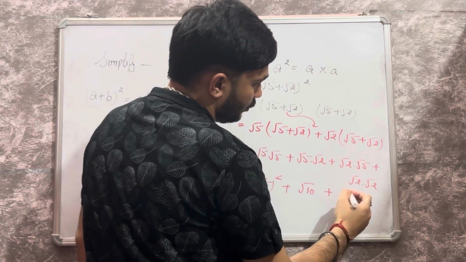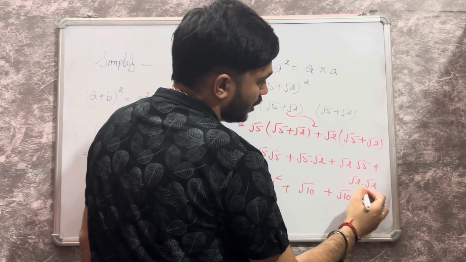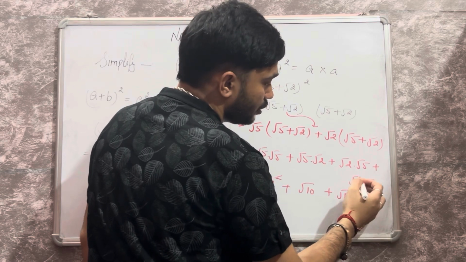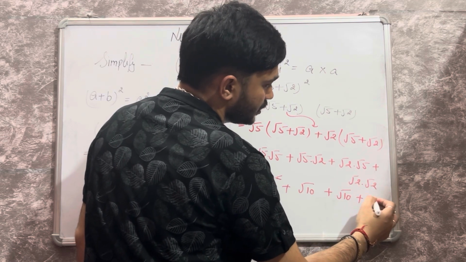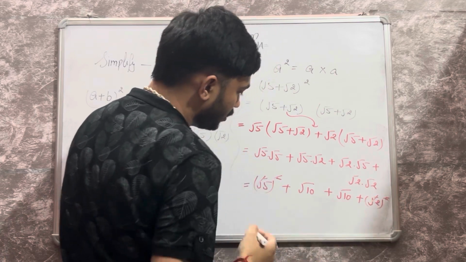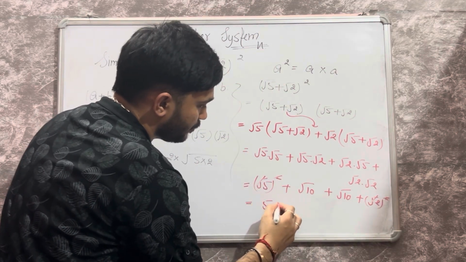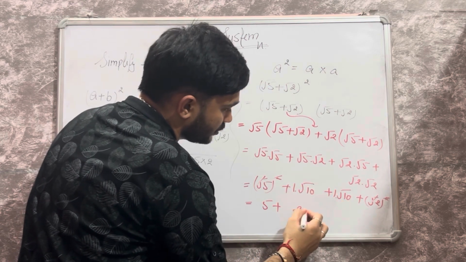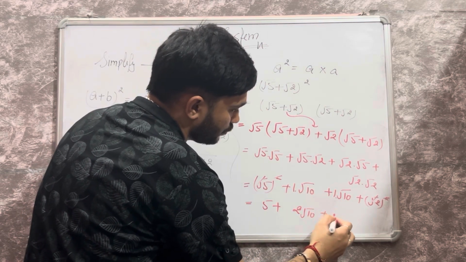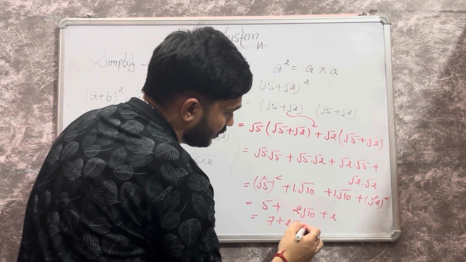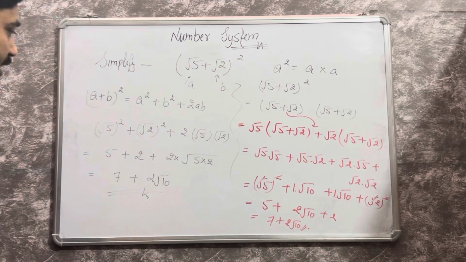Same here, √2 into √5 is √10. √2 into √2 is √2 square, that is, chop off the square with the root, and you will get 2. So you will get 5 plus 2 plus 1 into √10 and 1 into √10, that is 2√10. 5 plus 2 is 7, so 7 plus 2√10 will be our answer. Any doubt?